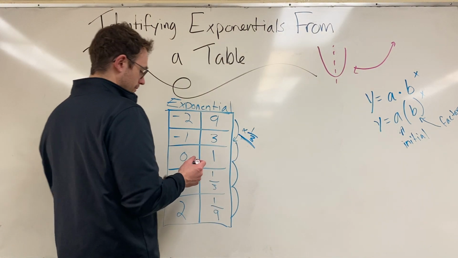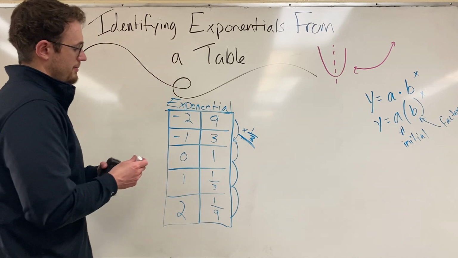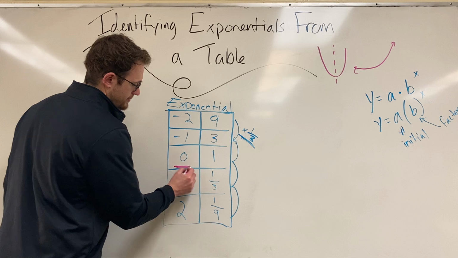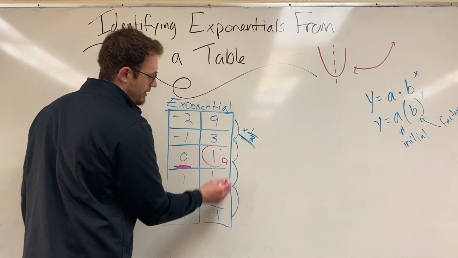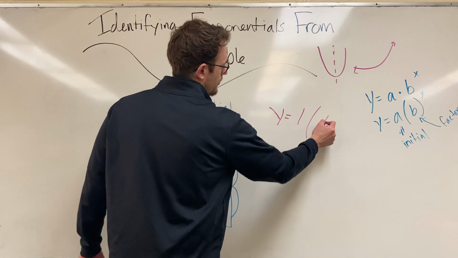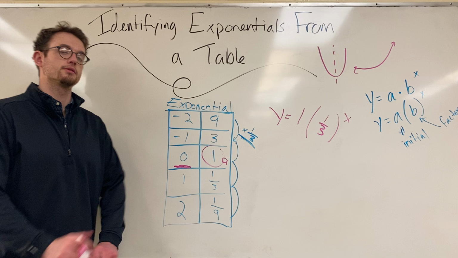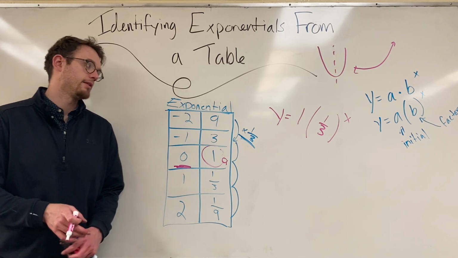All right, so I'm gonna come over here, get out my different color. I find 0, that means this is A. So y equals 1 parenthesis 1/3 to the x. All right, that's all my students are doing. I'm gonna cut it off there.